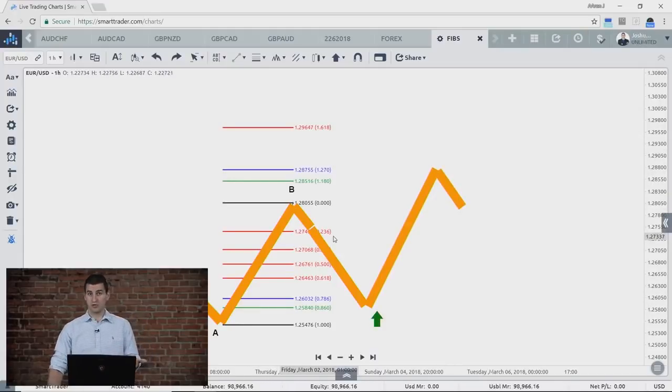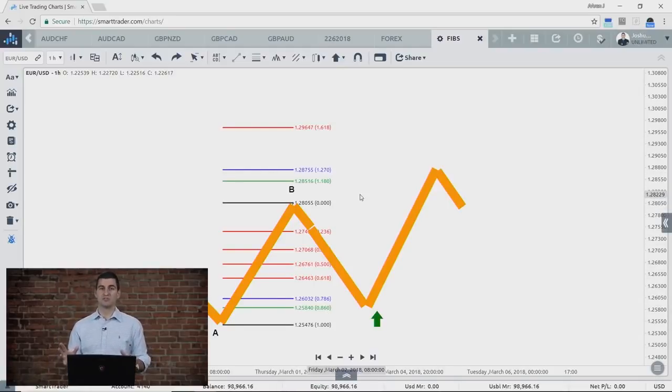Again, the 236 retracement, the 0.382, 0.50, 0.618, all extend to the 1.618. So buy in the retracements, exit at the extensions. The 786 retracement extends to the 1.27, and then the 86 extends to the 1.18.